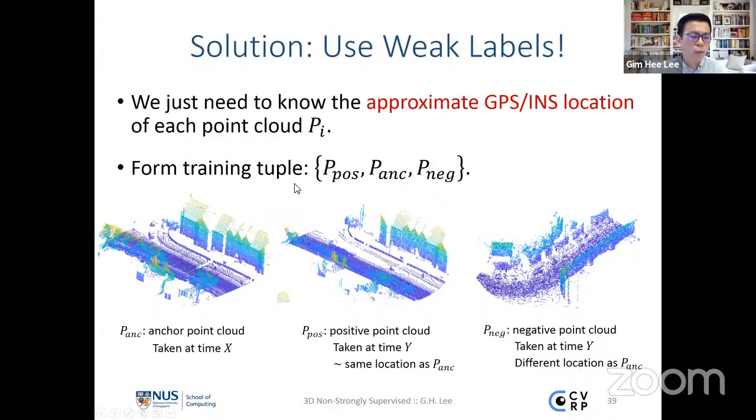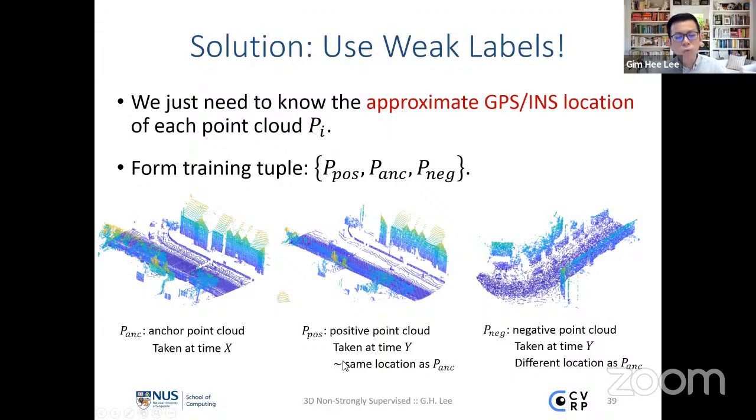In order to fully utilize this in our weakly supervised learning framework, we first form training tuples over here, where we define the anchor point cloud to be any randomly chosen segment of point clouds from the scene. So imagine that I mount a laser sensor or scanner on my car, and then I go around the city to collect these point clouds and use the GPS INS to align them together to form the HD map or the 3D model of the city. And now I segment it into many different small segments that look something like this. So I just need to randomly choose one segment and call it the anchor point cloud.